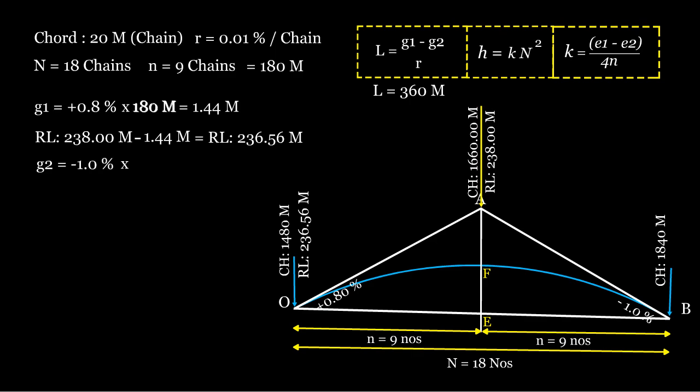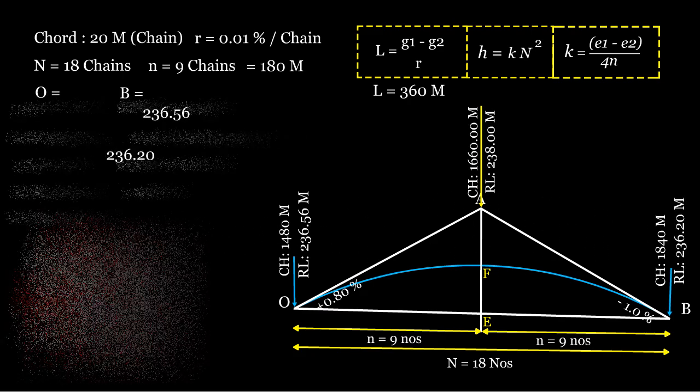For the second tangent point, G2 equals minus 1%. The length of the tangent from the apex is 180 meters. The difference in elevation equals minus 1% times 180 meters, which equals minus 1.8 meters. The RL of tangent 2 equals the RL of the intersection point minus 1.8 meters, which is 236.2 meters.